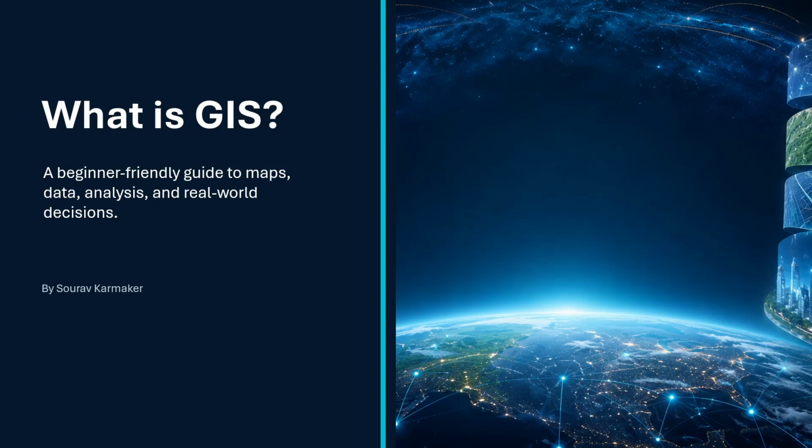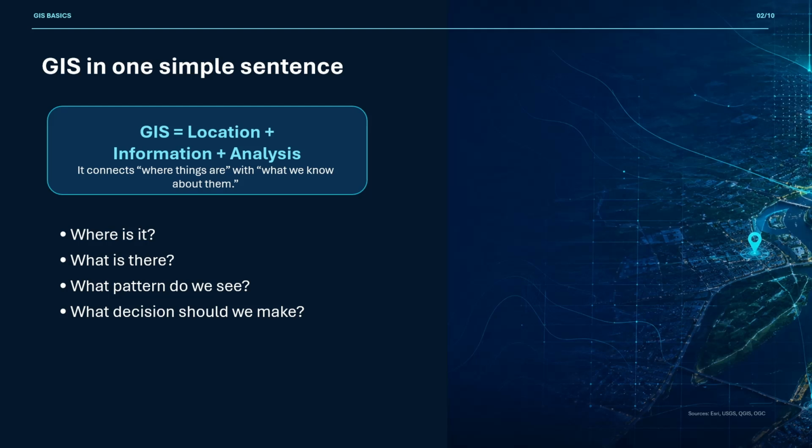using maps and data. The simplest way to understand GIS is this formula: location plus information plus analysis. A normal table may tell us that a school has 800 students, but GIS can also show where that school is, which roads connect to it, how far students travel, and whether the area is safe from flood or traffic risk. So, GIS is not a map, it is a system that links data to places and helps us ask better questions. Where is something happening? Why is it happening there? And what should we do next?